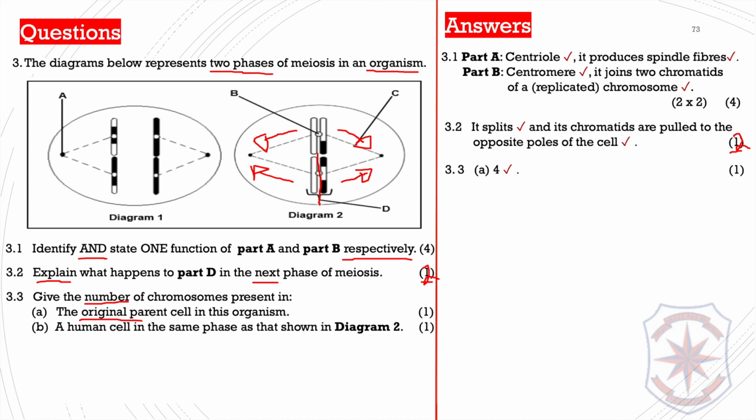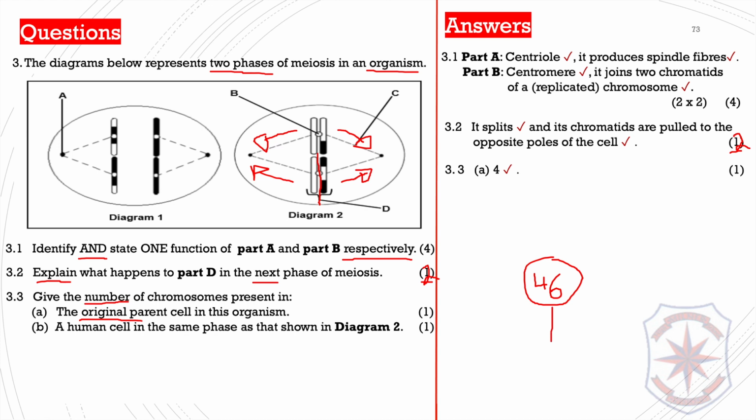Moving on to the following sub-question, sub-question B of question 3.3. Give the number of chromosomes present in a human cell in the same phase of meiosis in diagram 2. So diagram 2 is showing metaphase 2. Okay, now the number of chromosomes in a human cell, the diploid number in humans is 46 chromosomes. The diploid number is 46 chromosomes.